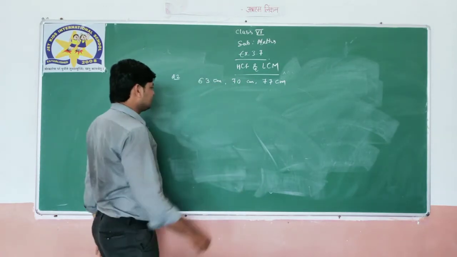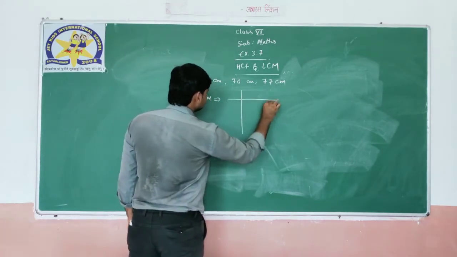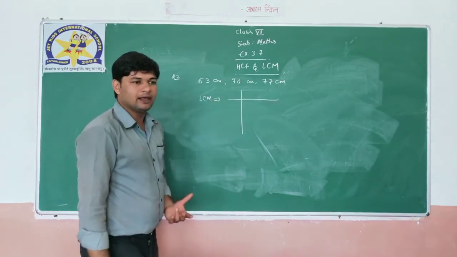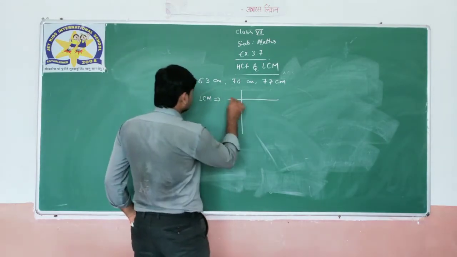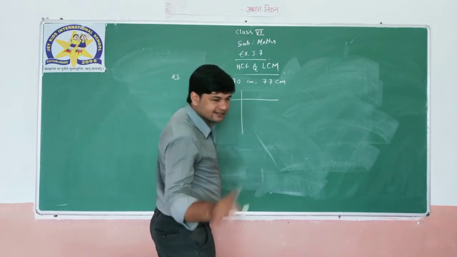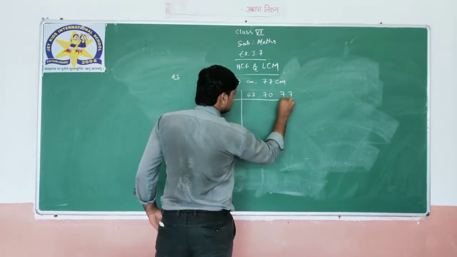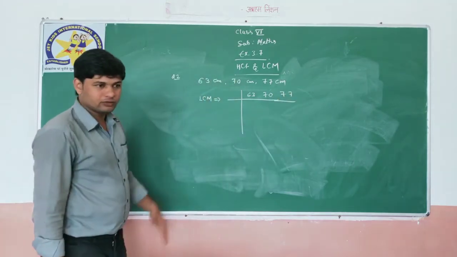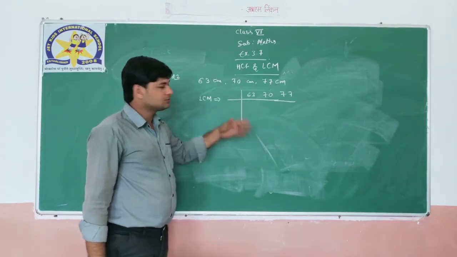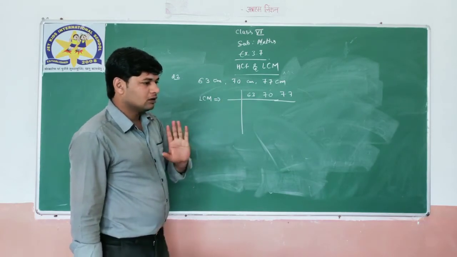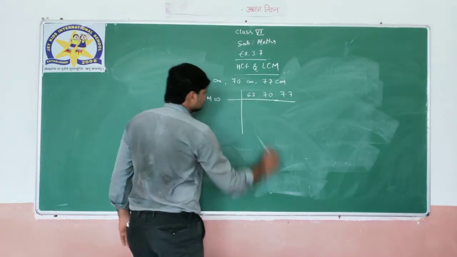So what is the minimum distance they should cover? Let us find the LCM of these three. First you will write that we need to apply LCM, because we need to find the minimum distance covered, so that they will cover the same distance. So 63 is here, then 70, then 77. The same method you can use to find HCF, but just choose the method by which you want to find HCF and LCM. I am finding it this way.